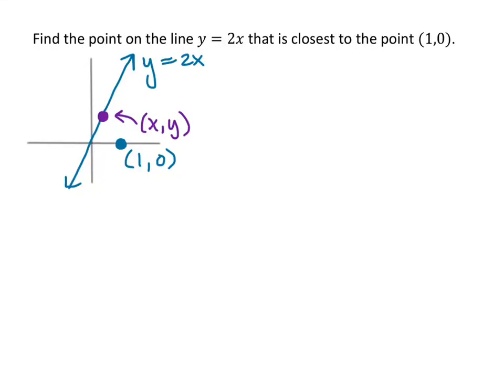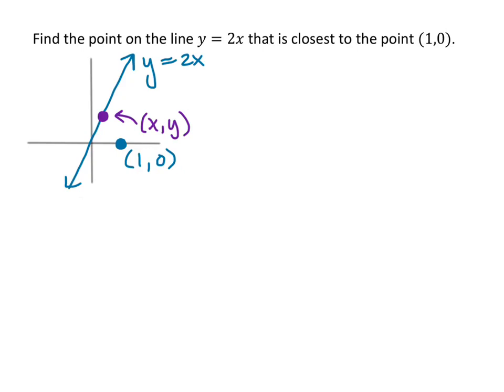Here we have an optimization problem where we need to minimize the distance between 2 points. One point is known at (1, 0). The other point is some other mystery point, (x, y), along the equation of the line y equals 2x. I represented that by that purple coordinate there, (x, y).